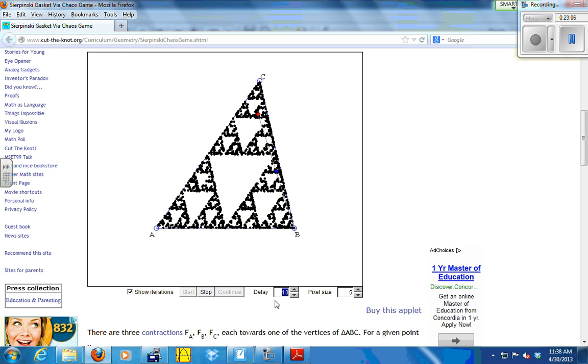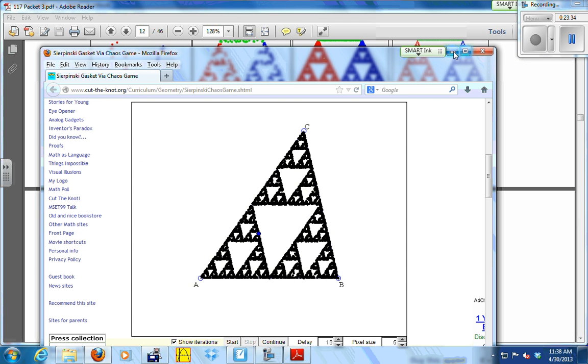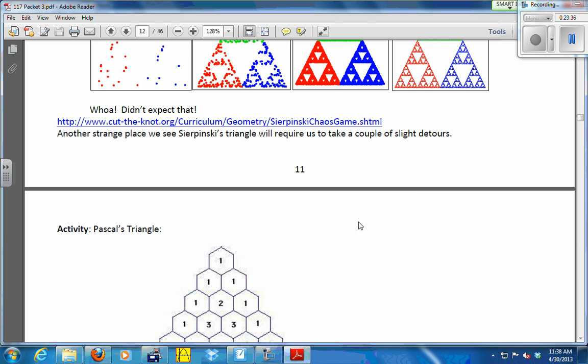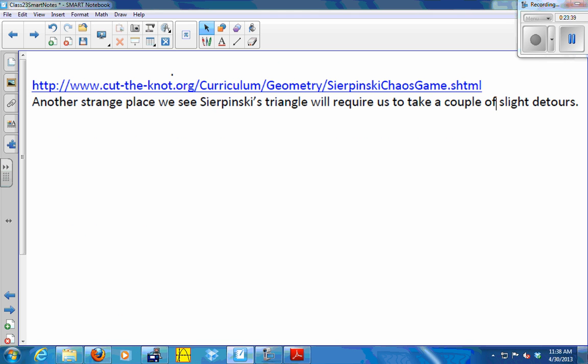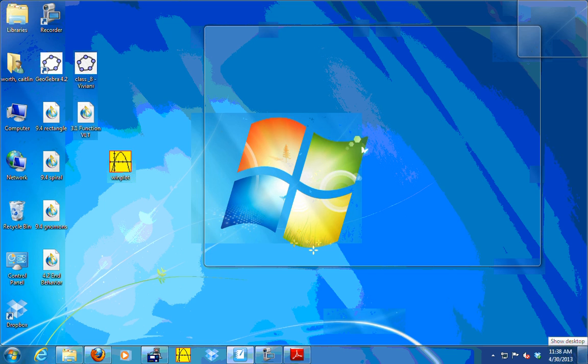And the more we play, the more structure develops. So we get deeper and deeper iterations of the Sierpinski gasket. Eventually, we can see these little itty bitty triangles emerging. It's crazy. Okay, so that's one crazy place that it shows up.